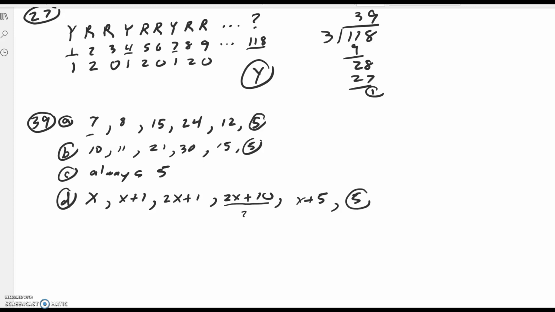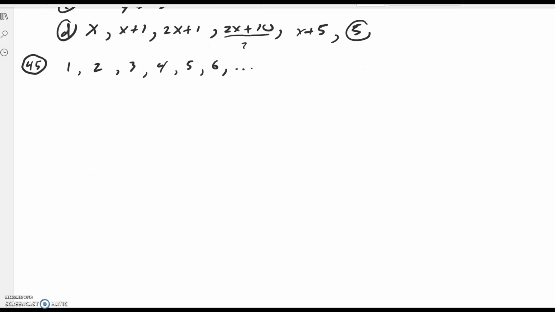So the answer is always going to be 5, even if we started with a number like 1.79 or pi or whatever. The answer is always 5.